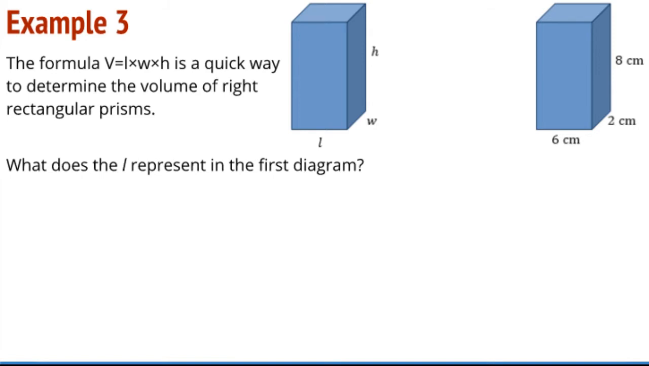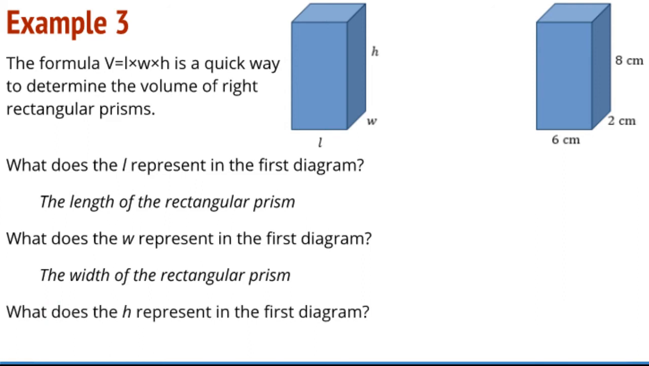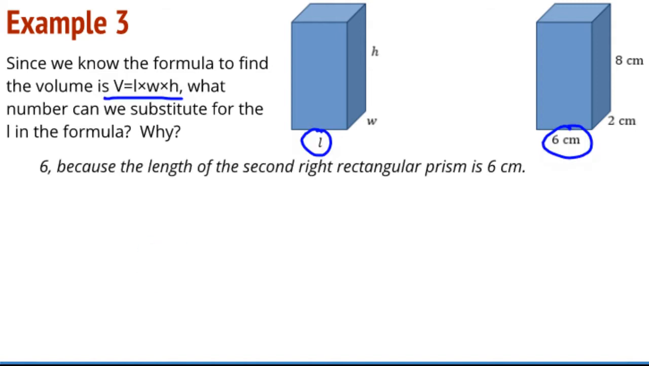So what does the letter L represent in the first diagram? Well, that represents the length. And the W represents the width. And the H represents the height. Since we know that the formula to find the volume is length times width times height, what number can we substitute for the L in the formula? Well, here's a length, here's a length. So we could substitute in a 6.